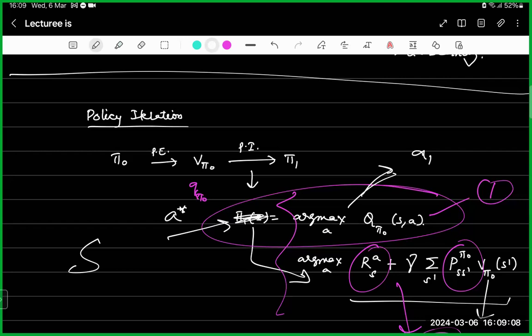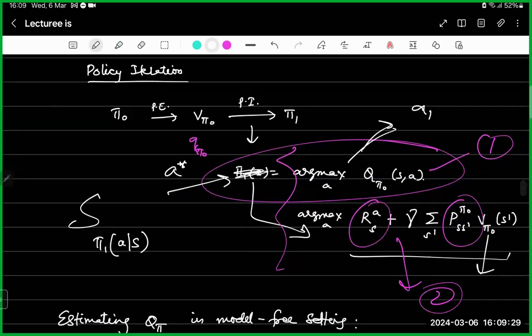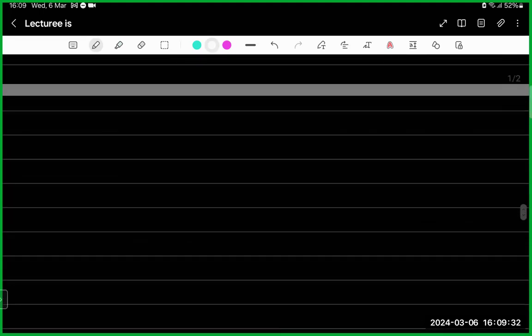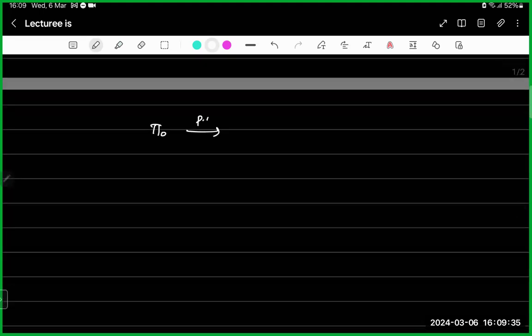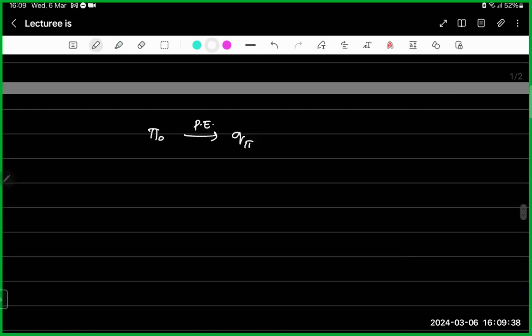Okay? Is this clear? Before I proceed further, at least is the definition of pi 1 clear? You have some policy pi naught. You estimate q pi naught. Then your policy pi 1 will be a stochastic policy, which says pi 1 of, maybe I'll write it down. So you have pi naught, you did policy evaluation, and you got q pi naught. Now, instead of doing strict policy improvement, you are doing epsilon greedy policy improvement. So what is epsilon greedy policy improvement?